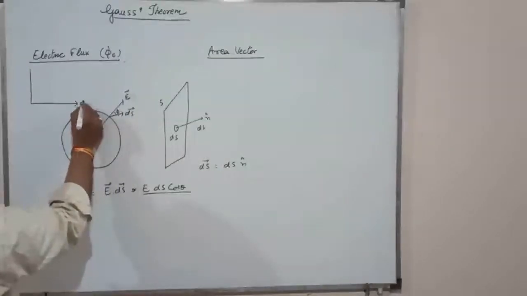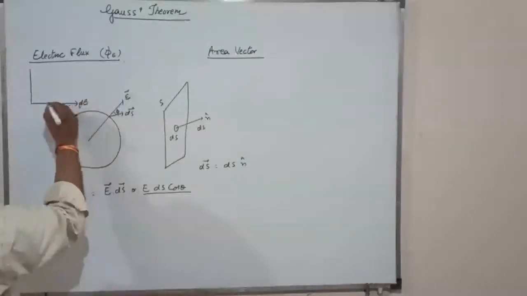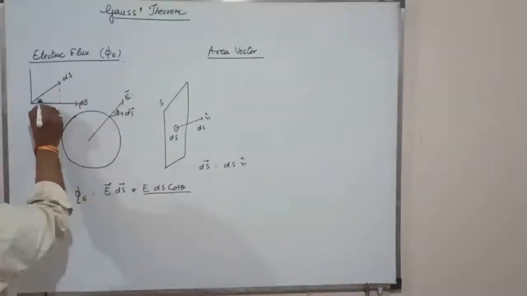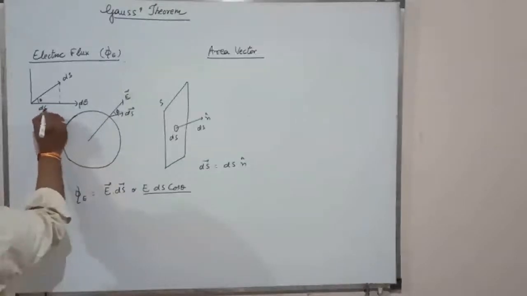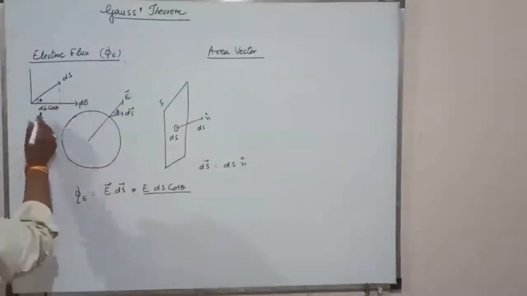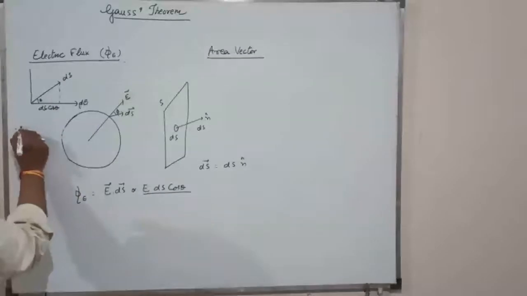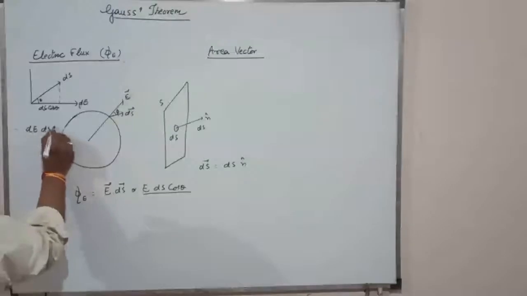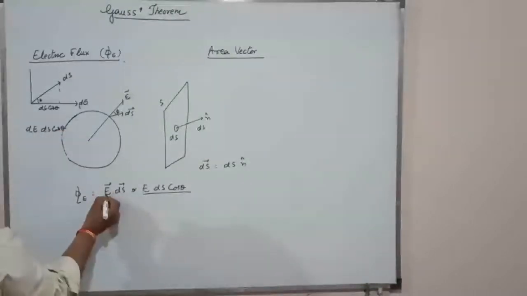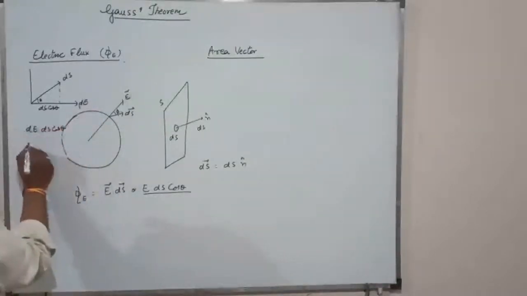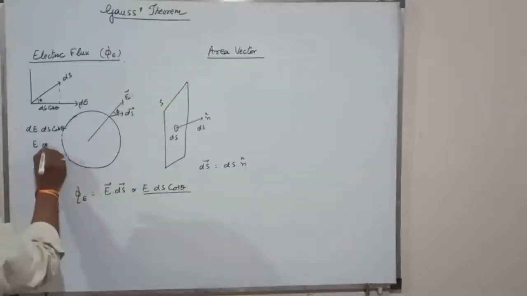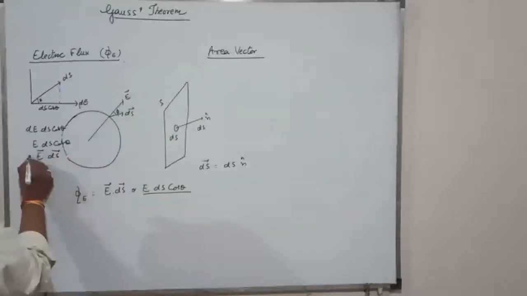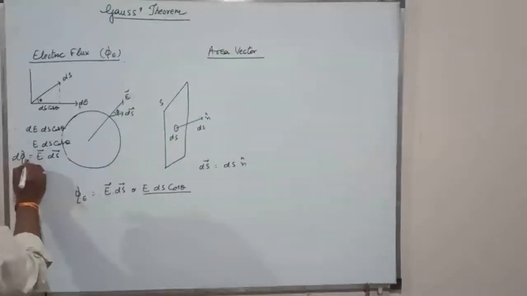Suppose this is E, this is ds, then the perpendicular component is ds cos theta, and the dot product between them is E ds cos theta. Here the flux d phi E is represented by E ds cos theta or E dot ds.